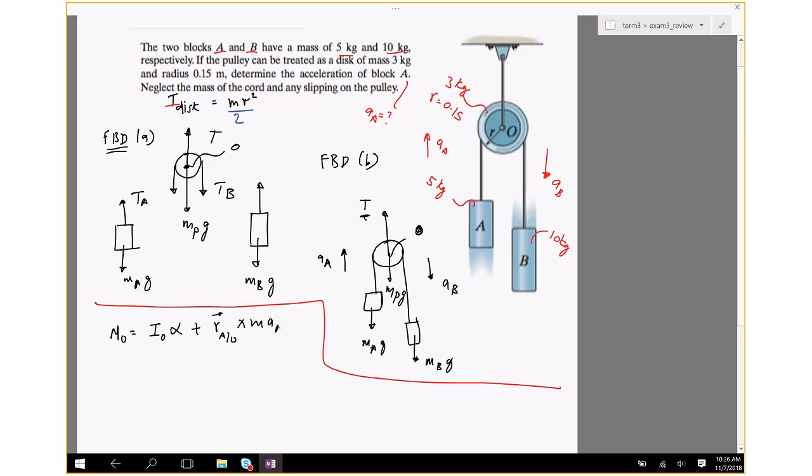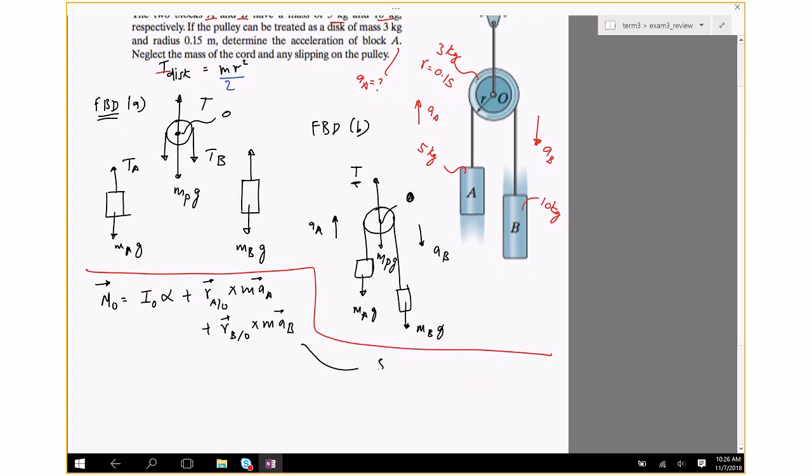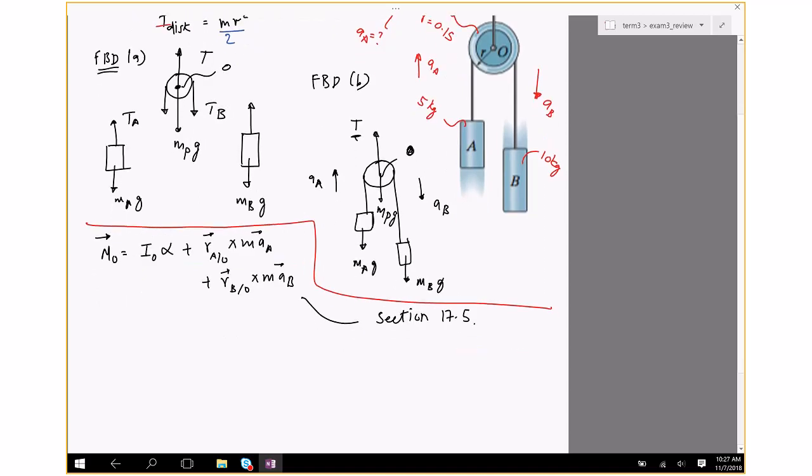r_A cross m_A a_A plus r_P with respect to O cross m_B a_B. So in other words, if you go to section 17.5, that's the section general planar motion where we talked about rolling disk. That was the formula, translation and rotation. So we'll expand this out and see if we can use this equation to solve for acceleration of A.